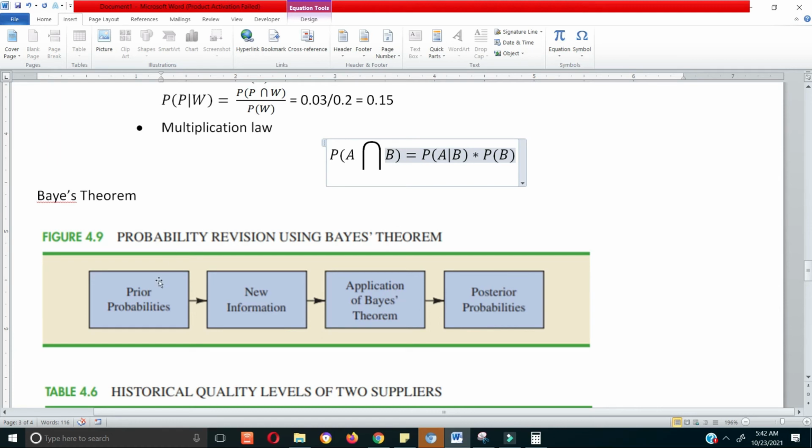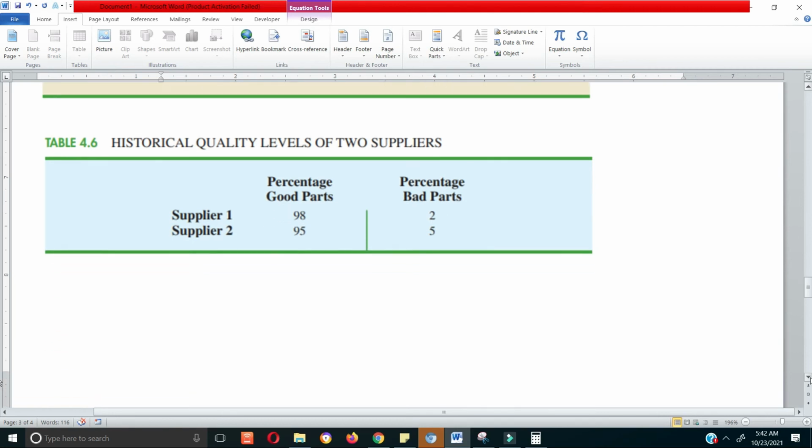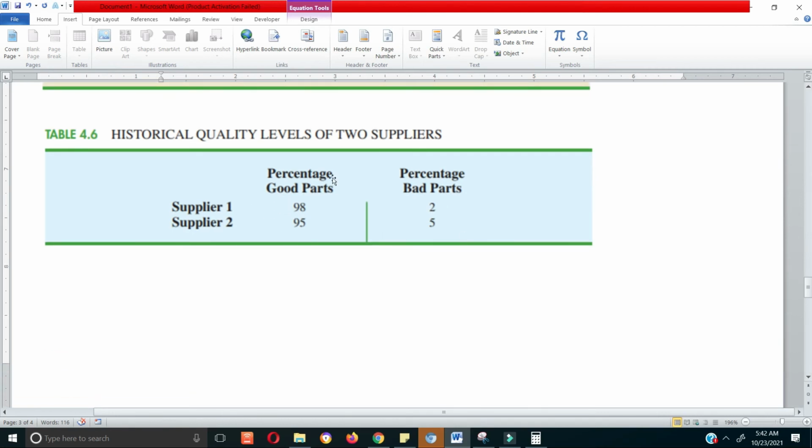Let's look at the quality levels of two suppliers. So here we have two suppliers, supplier 1 and supplier 2, just to show you how you use this Bayes theory. So you have two suppliers, and the probability that something is good is 0.98 for one and 0.92 for the other.